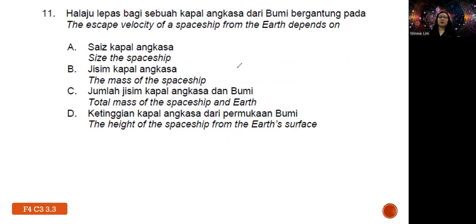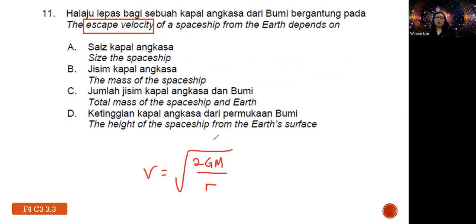The escape velocity of a spaceship from the Earth depends on, okay, so first you all need to know the formula that involves escape velocity. So escape velocity is v equals the square root of 2GM over R, where G is the gravitational constant, M is normally referred to the mass of Earth or mass of Sun, but in this context, because the object escapes from Earth, it's the mass of Earth.